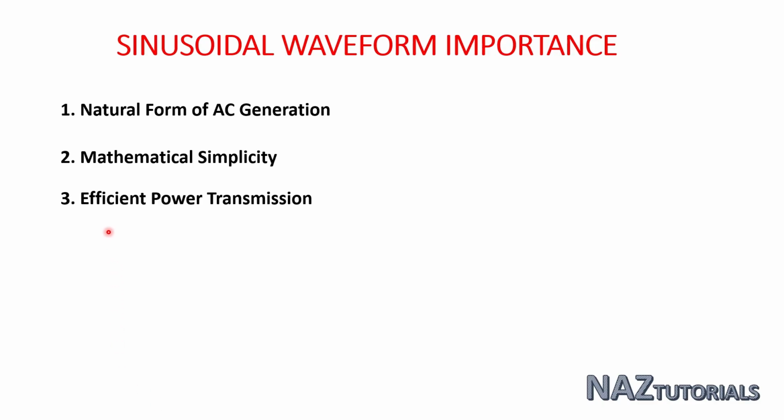Next point is these waveforms are efficient for power transmission. They are ideal for power generation, transmission, and distribution. And these alternating currents, that are sinusoidal currents, provide minimum losses and interference in a network.